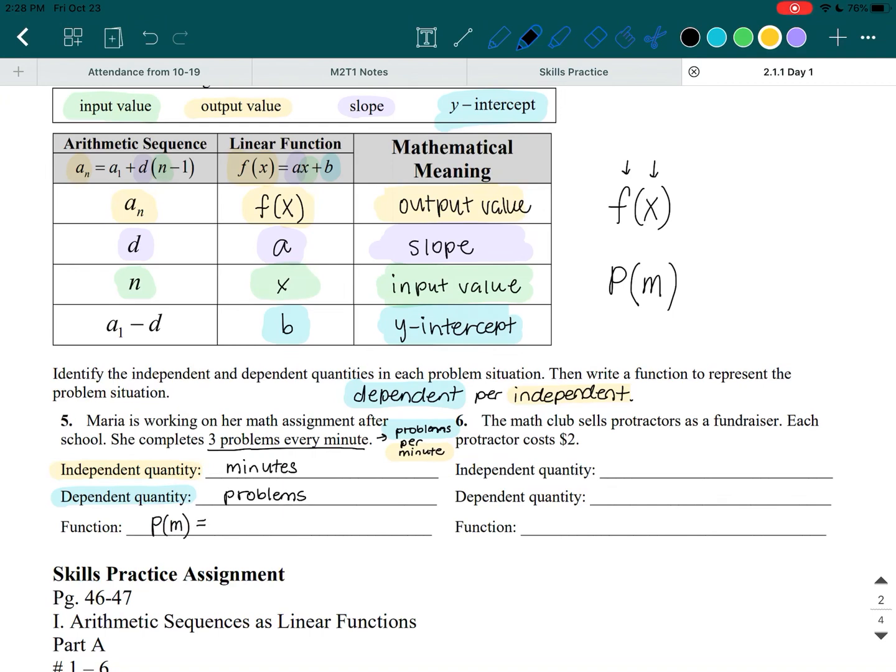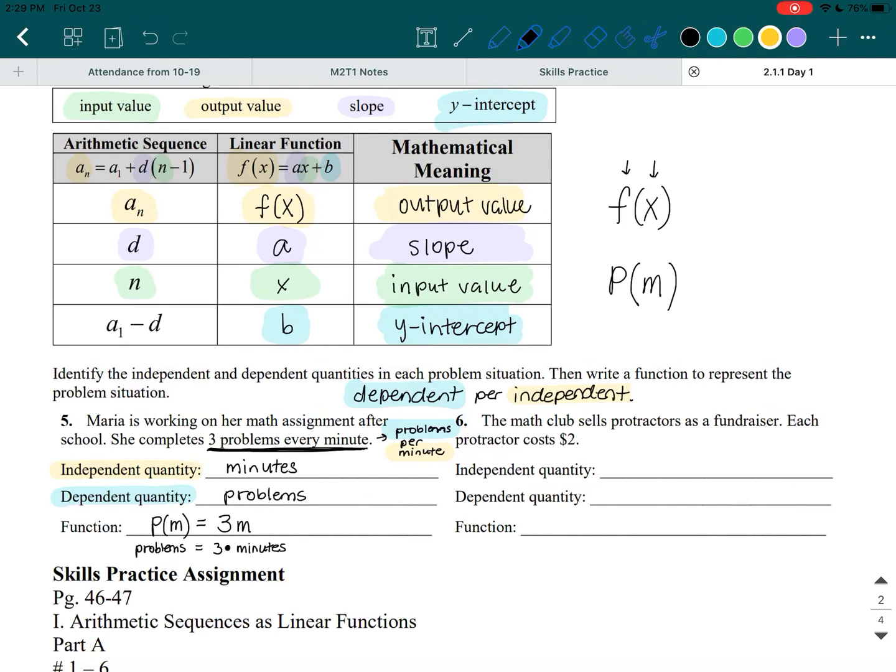P of M. So the problems that Maria does is going to be equal to 3 multiplied to the number of minutes. So I'm going to write this as P of M is equal to 3 times M. So this means that the problem she does is equal to 3 multiplied to the minutes. Because every single minute she does 3 problems, because she does 3 problems every minute. So that's based on this information right here. So problems is equal to 3 times minutes. And so our function is P of M is equal to 3 times M.